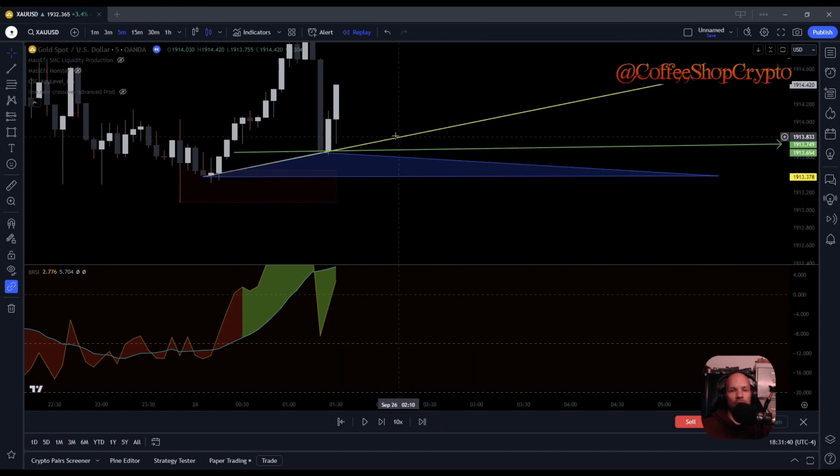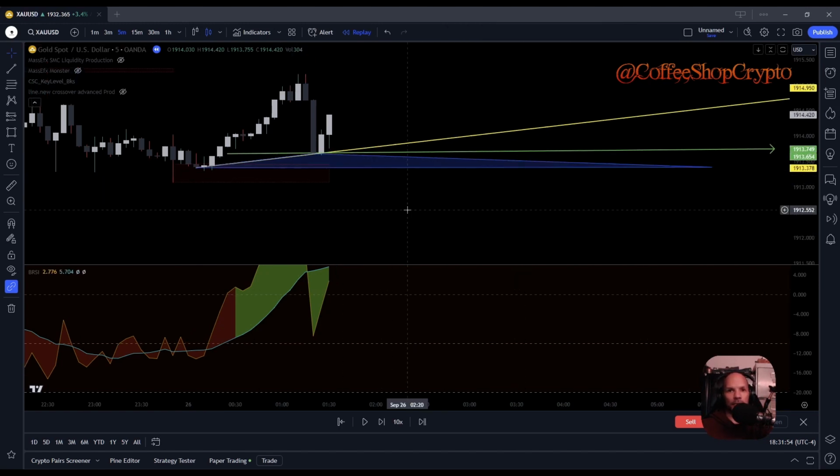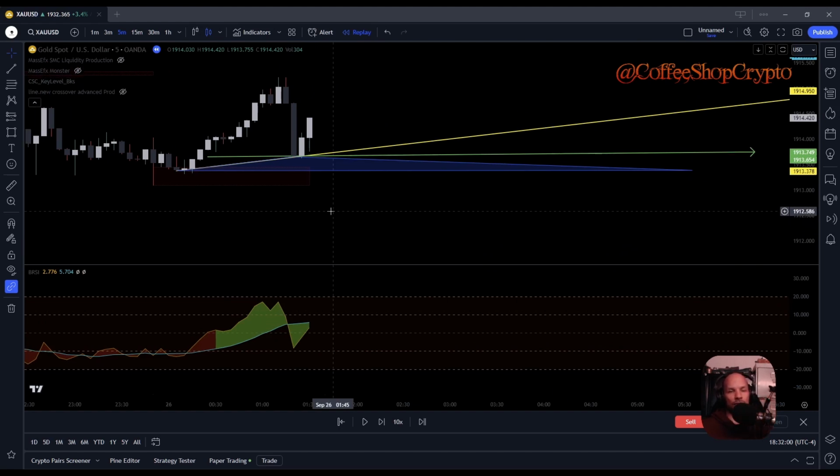You have to break below this. This gives you new structure. If you break below this, you get new structure. And if you break below this, you have broken old structure, which is essentially a market flip, right? At that point, you can actually use the RSI formula. And I'm going to show you a two-step on the RSI formula.